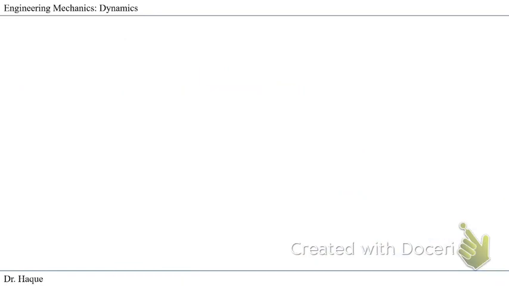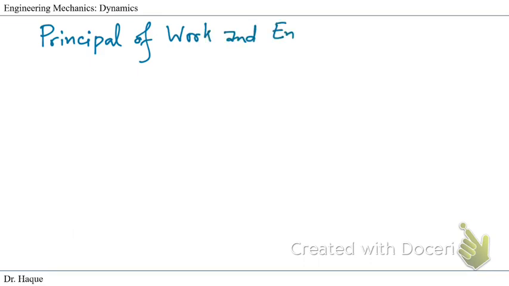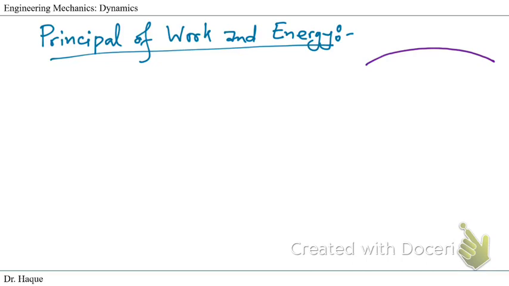So let's start formulating our equations. The principle of work and energy. Let's start with an example. Assume that there is a path along which a particle is moving. The initial position of the particle is 1. The final position, or another position of the particle, we can assume is 2. Currently the particle is located here.